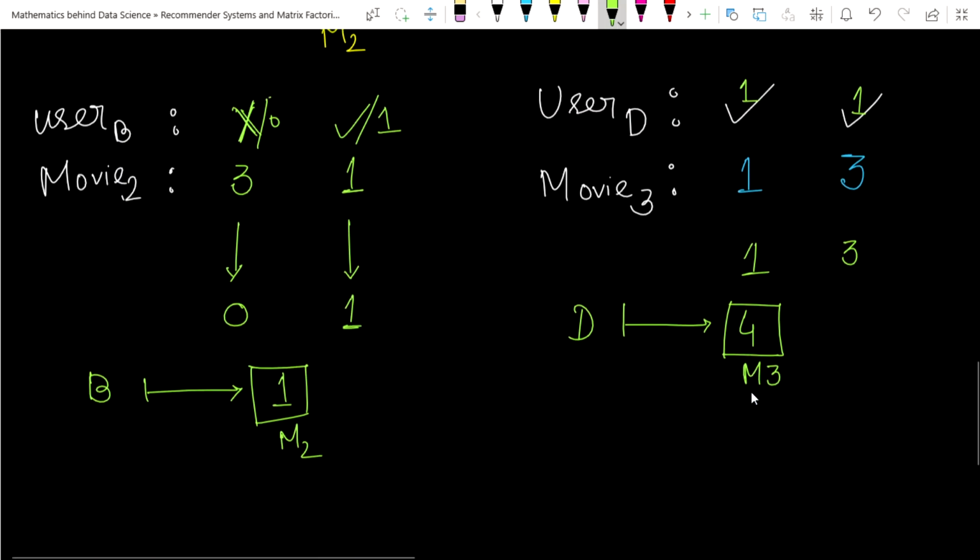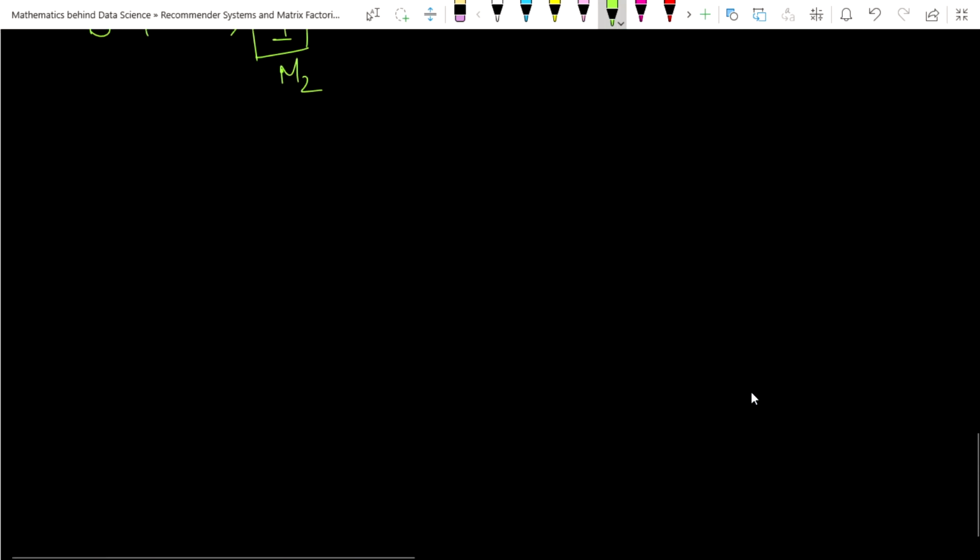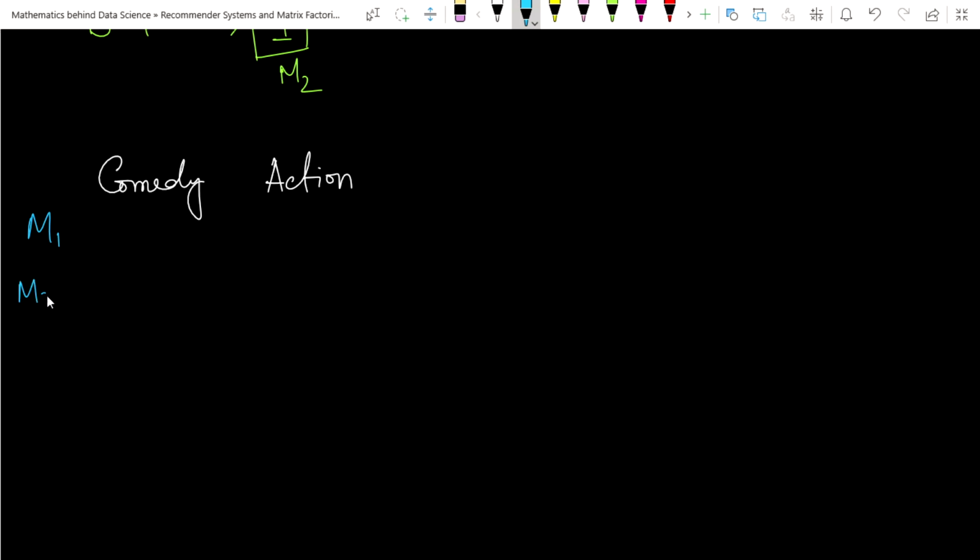Now let's try to understand these things through a matrix format. We have taken 2 criteria here. The first criterion is comedy, and the second criterion is action. In the whole discussion we have taken these 2 criteria. And suppose we have 5 movies in this discussion.